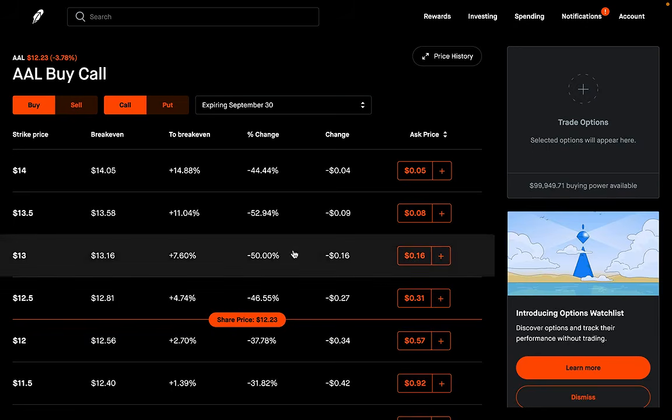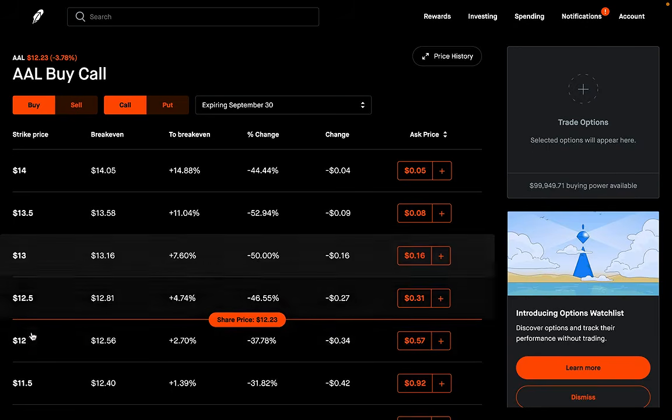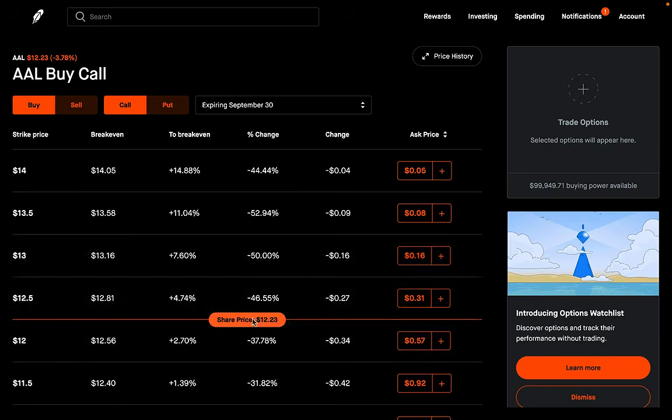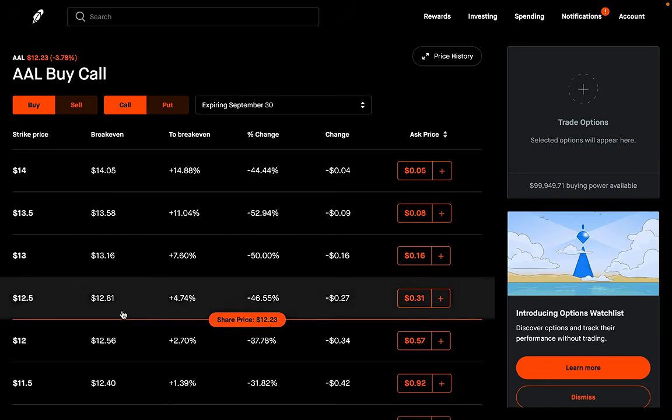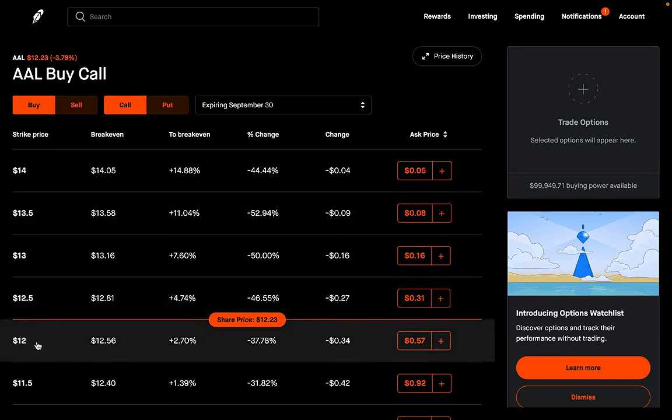So remember, the at the money option is the option whose strike price is as close to the current share price as possible. So current share price is $12.23. So what strike is as close to $12.23 as possible? It's this one right here at the $12 strike. This is the at the money call.